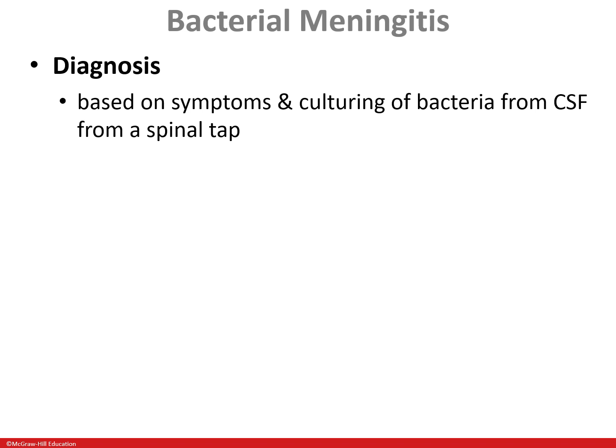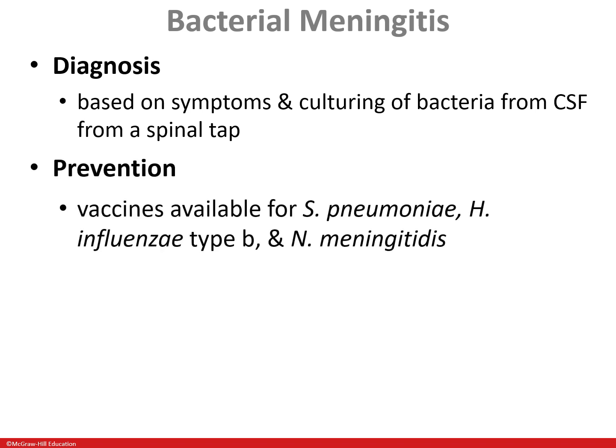Diagnosis is typically based on symptoms, but also to identify which species, they would need a spinal tap and to culture those bacteria. We do have some vaccines available for Streptococcus pneumoniae, the pneumococcal vaccine. We have the Hib vaccine we talked about, and then also one for the meningococcal, the Neisseria form. But there's still not a vaccine for the streptococcal form, the Streptococcus agalactiae that is transmitted to the newborn.